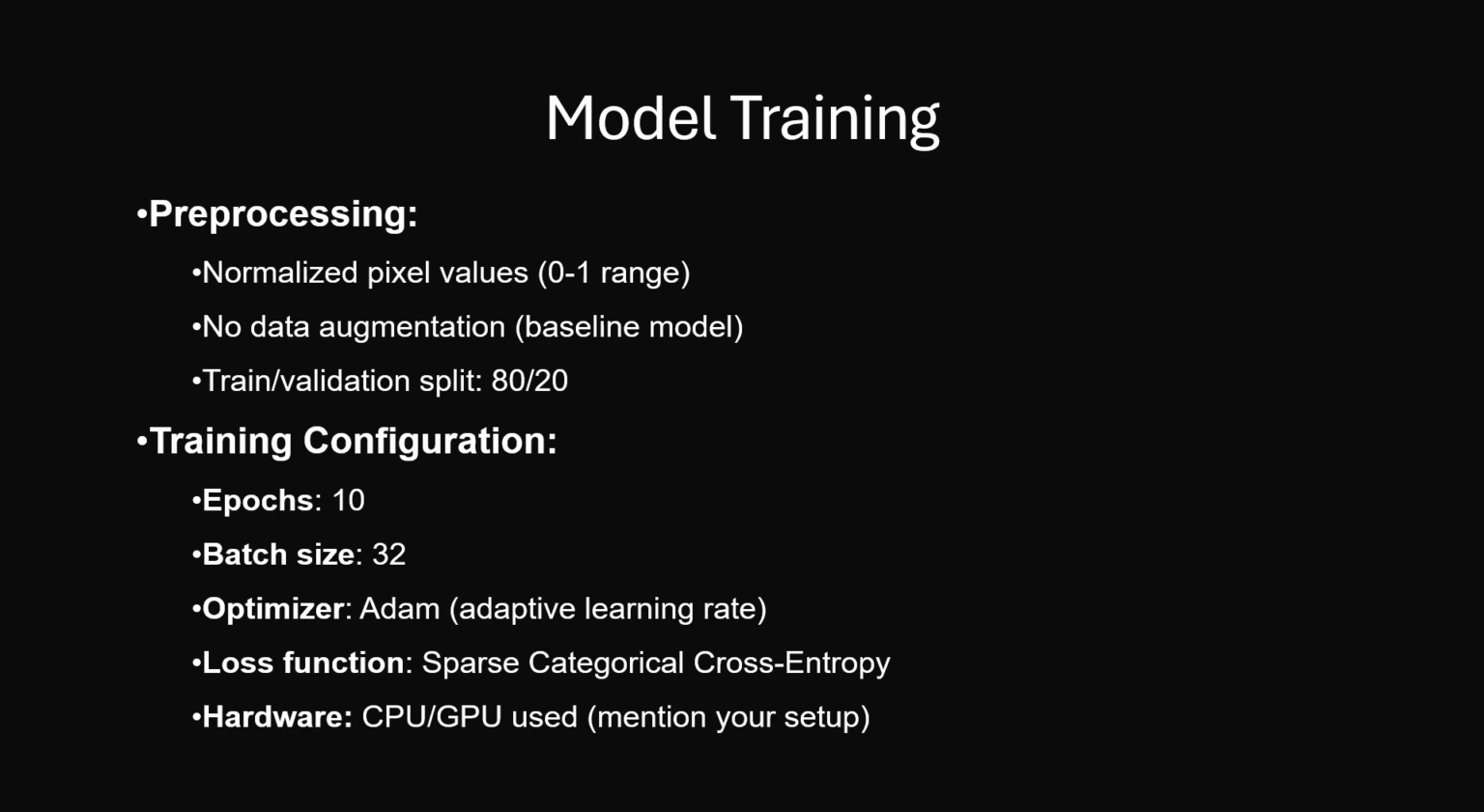For the model training, for the pre-processing, it normalized pixel values to a 0 to 1 range. There was no data augmentation, and the training/validation split was 80-20. And then for the training configuration, epochs is 10. The batch size is 32. Optimizer is Adam. The loss function is sparse categorical cross entropy, and the hardware is CPU/GPU.